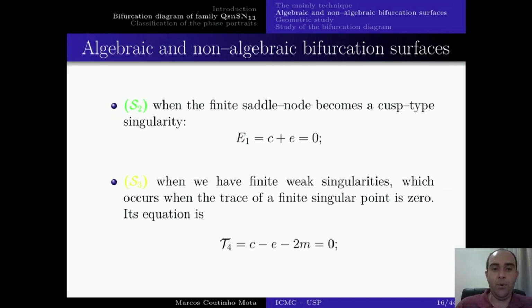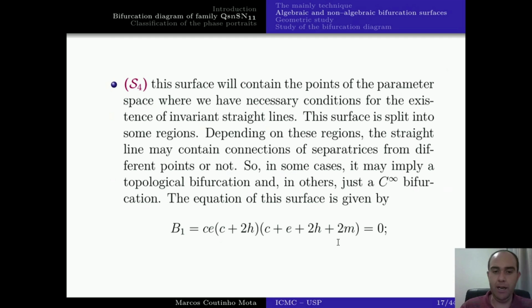S3 in yellow, when we have finite weak singularities, which occurs when the trace of a finite singular point is 0. This equation is given by this plane here.